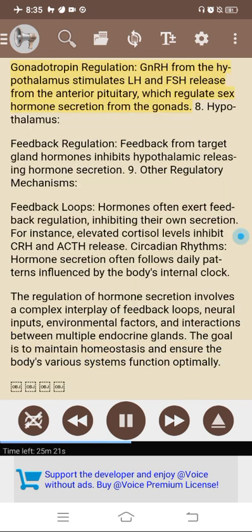7. Gonads, ovaries, and testes. Gonadotropin regulation. GnRH from the hypothalamus stimulates LH and FSH release from the anterior pituitary, which regulates sex hormone secretion from the gonads. 8. Hypothalamus. Feedback regulation. Feedback from target gland hormones inhibits hypothalamic releasing hormone secretion.